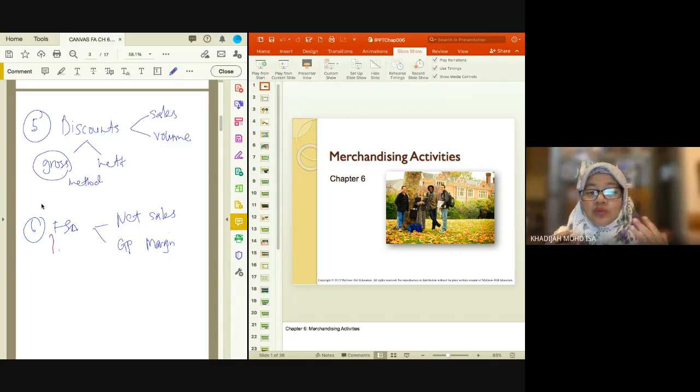So you have to look after your inventory. You also want to look at the gross profit margin. The gross profit is your sales minus your cost of goods sold.